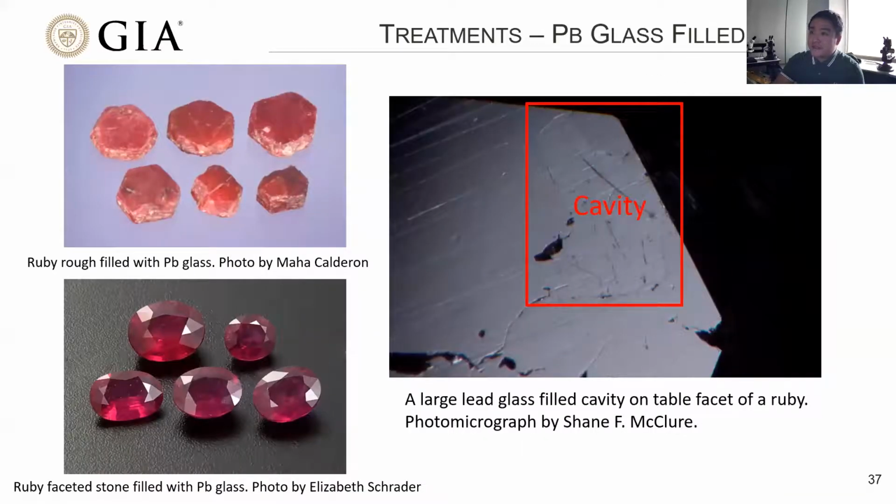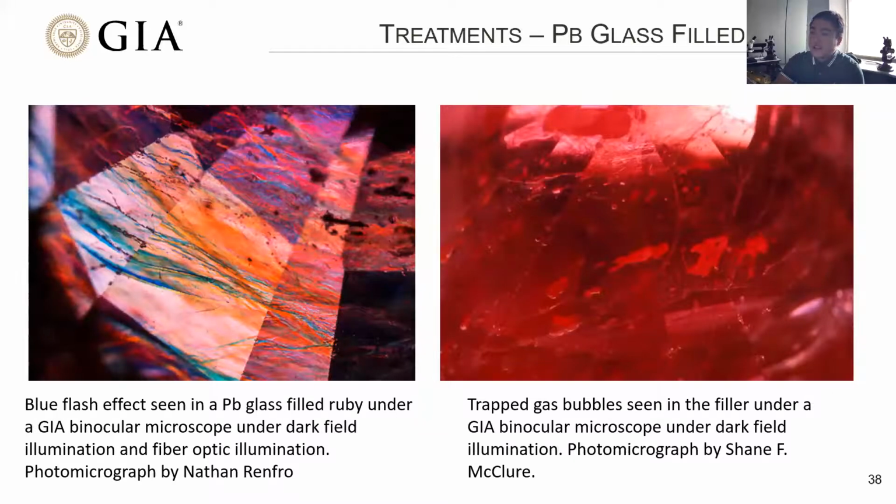Besides helping us understand the chromophores in gemstones, the chemical information of gemstones can also help us detect treatments. There is a type of ruby in the jewelry market whose fractures and cavities are filled with lead glass, which significantly reduces their visibility. A large cavity can be seen on the table facet of a ruby under reflected illumination. Under a GIA binocular microscope with dark field illumination and fiber optic illumination, sometimes we can see a blue flash effect or trapped gas bubbles that are typical for this treatment.